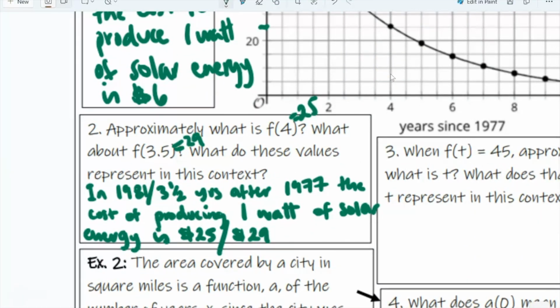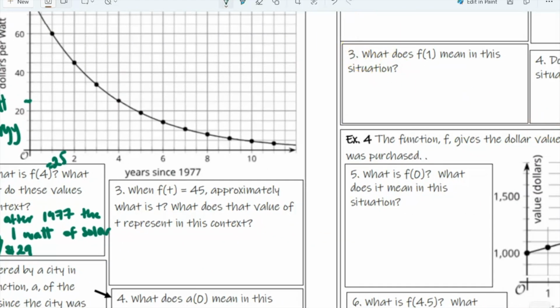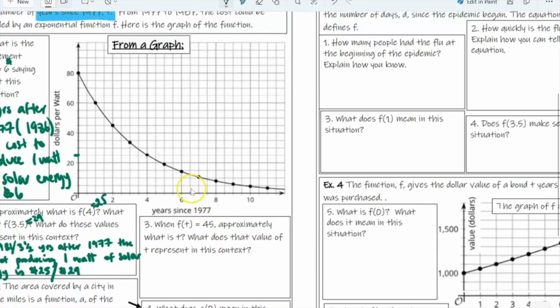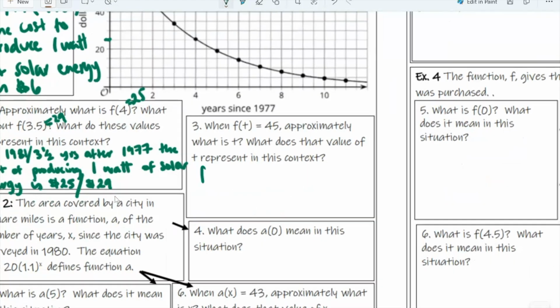Okay, all right, number 3, when f of some time is equal to 45, approximately what is T? So this time you don't know time, but you know the dollar amount. So I'm going to go to the dollar amount, which I need 45. Each box is 5, so 45 right here. And T at 45 is going to be equal to what? 2. So f of 2 is equal to 45 is a sentence. All right, so T is equal to 2. What does this represent in context?